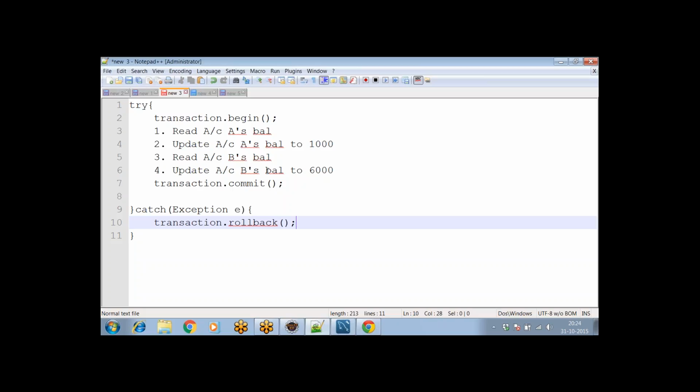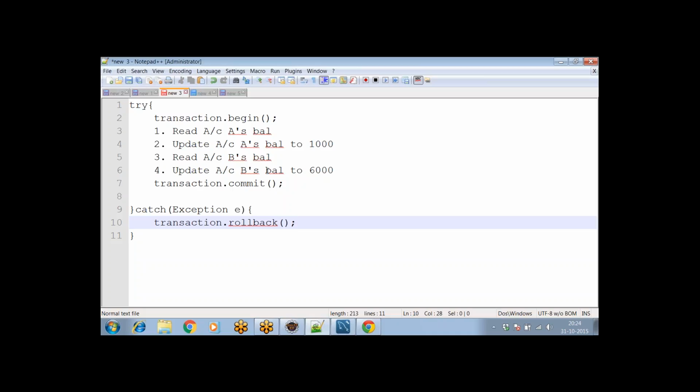Okay. You can call this rollback method. Hope you people got it. So this is how we can make sure that the database system state is consistent always.